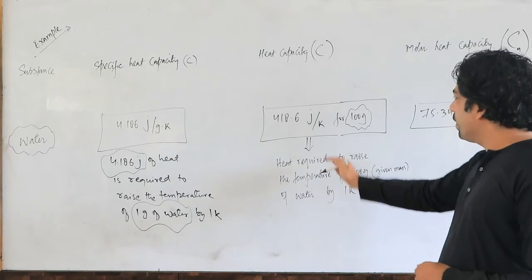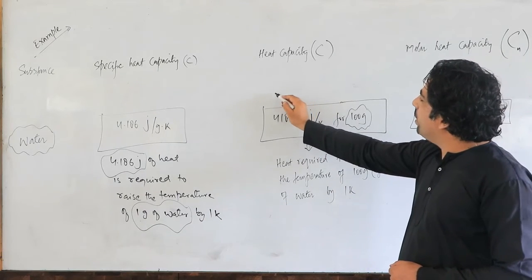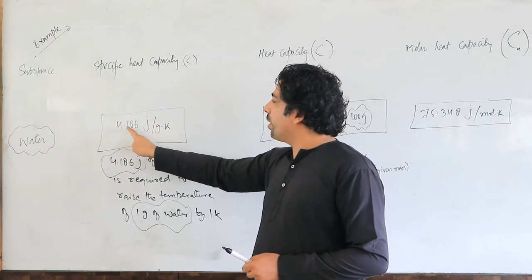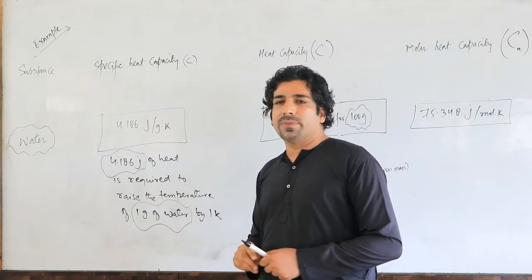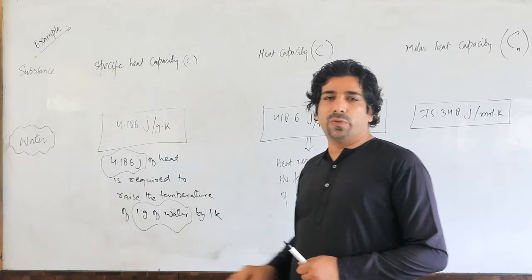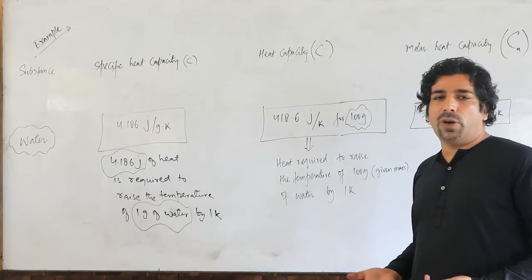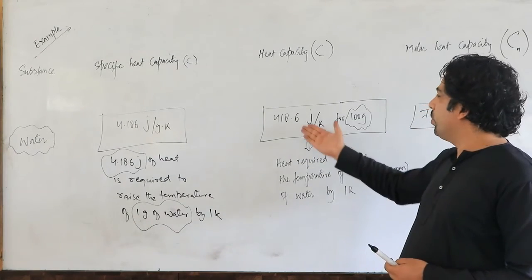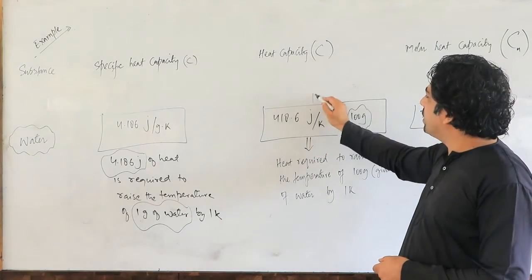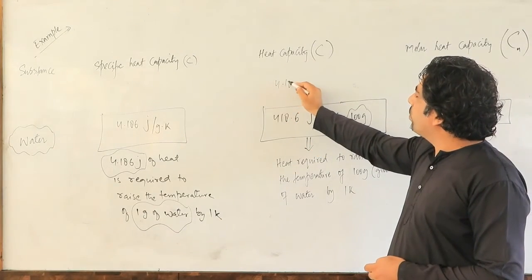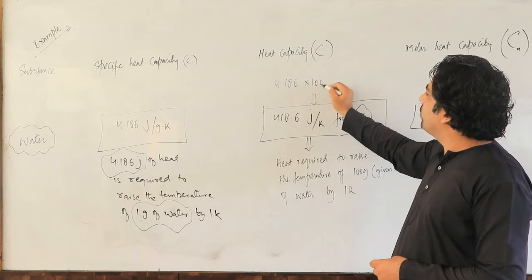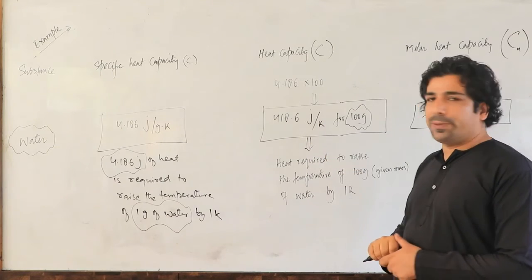So obviously this expression is nothing but, for 1 gram, how much heat is required? 4.186 joules is required for 1 gram. So for 100 grams, how much heat energy is required? And you know that it is 418.6. It has actually come from this expression: 4.186 joules is for 1 gram, so multiplied by 100. So this will be the expression here.